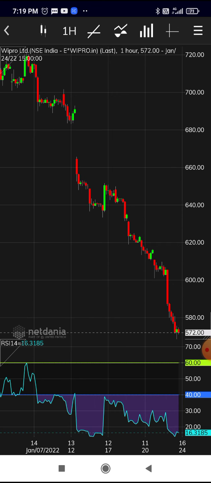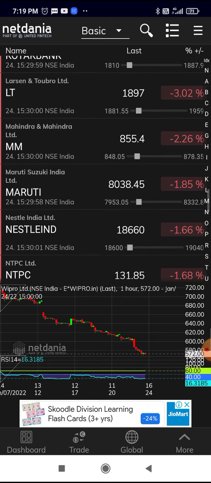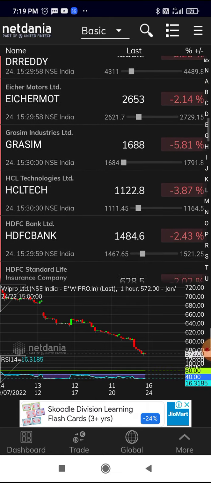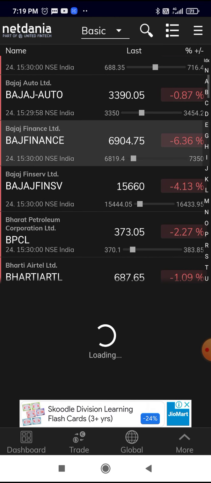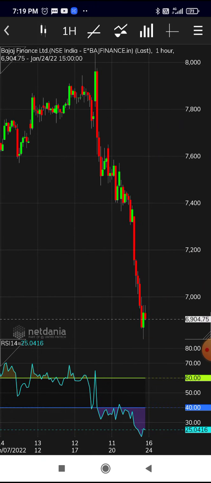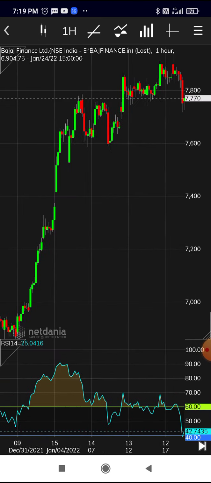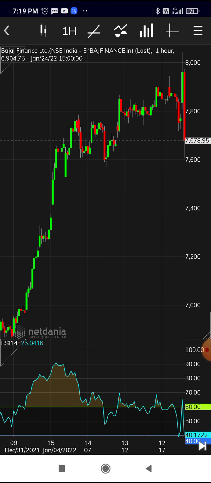Once RSI goes below 40, there is a high probability of a fall. Let me take one more example. Let's take up Bajaj Finance. Bajaj Finance is loading up, the chart is loading up. Now Bajaj Finance was about 8,000 a few days back and you can see that this candle which was there, RSI had fallen to 40.17, which is not below 40 but just near that.